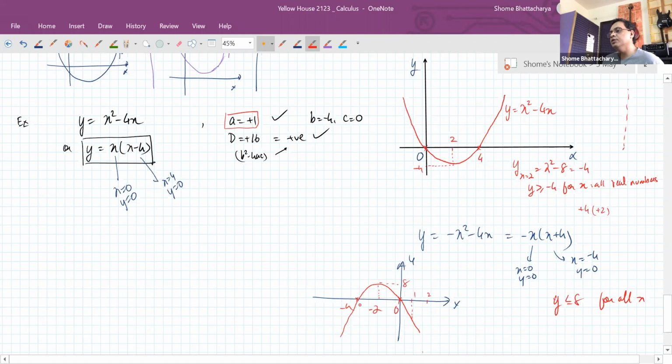Whereas if you take any value between minus 4 and 0, you will see that between minus 4 and 0, this bracket is a negative quantity, and this bracket is also a negative quantity. So the product will become positive. Whereas if you take something like minus 5 or minus 6, again you put those values here and it will justify why it's becoming a negative value.